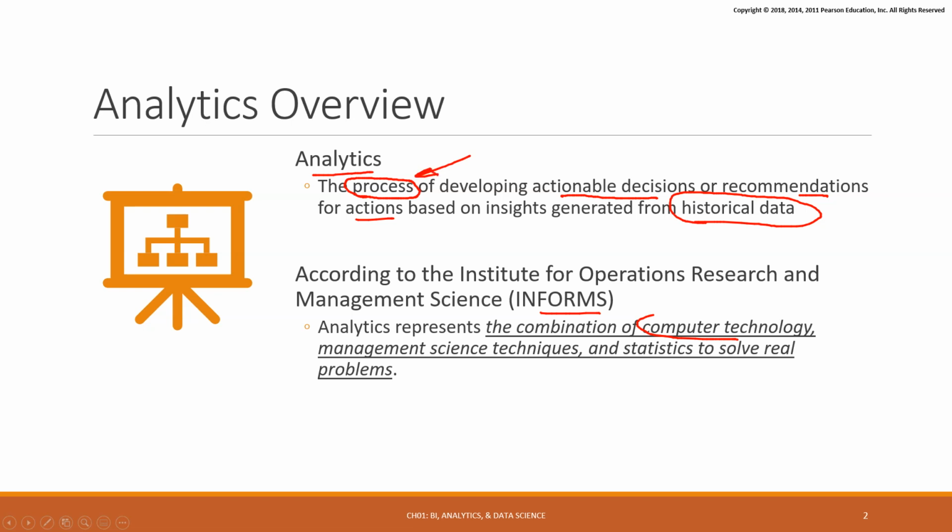And nowadays, with the large amounts of data that we deal with, computer technology allows us to crunch those numbers and come up with some kind of insights for decision making. And management science techniques involve decision making, and statistics is the process of being able to crunch that data. So these definitions kind of complement each other in that respect.